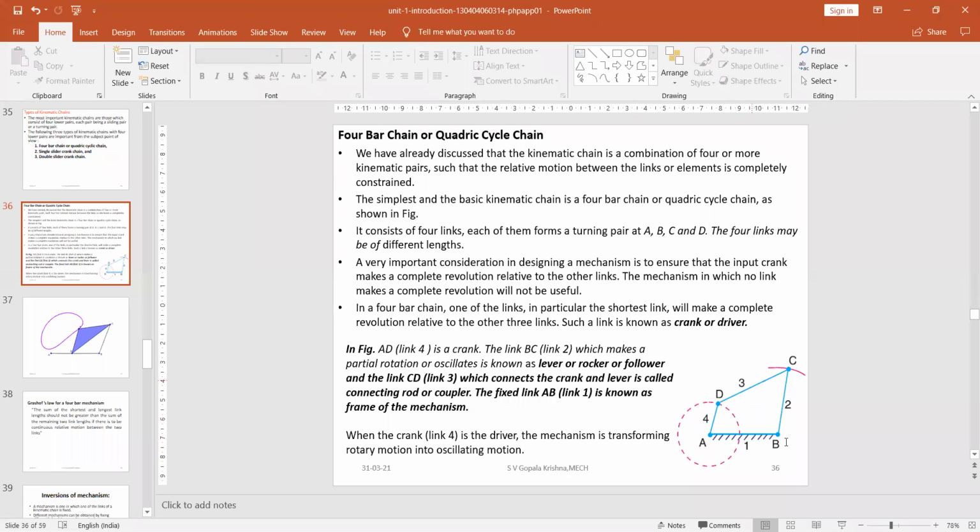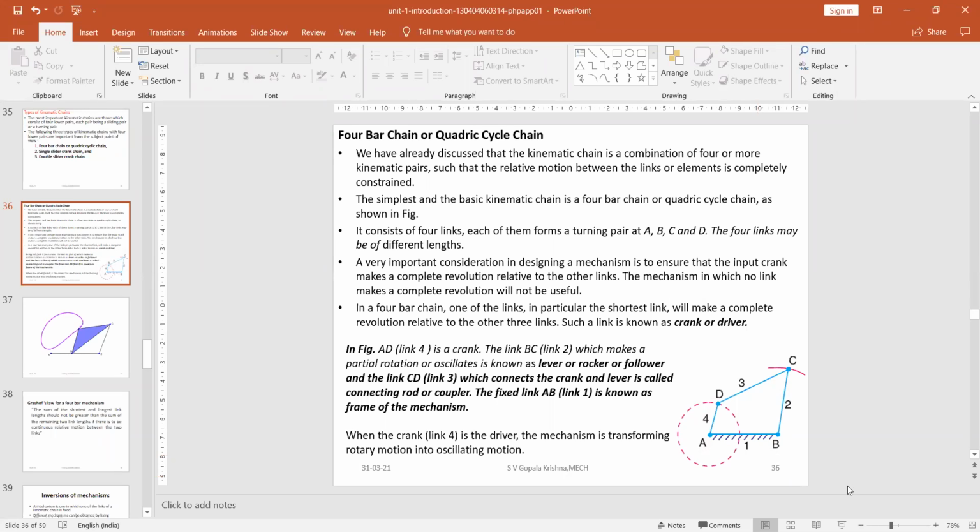These all are turning pairs. These all are acting as turning pairs, only turning pairs, so that they may also mention. And another one is that it is converting one motion to another motion. So which type of conversion is there in our particular mechanism? You may also mention that. That is enough for the particular description.